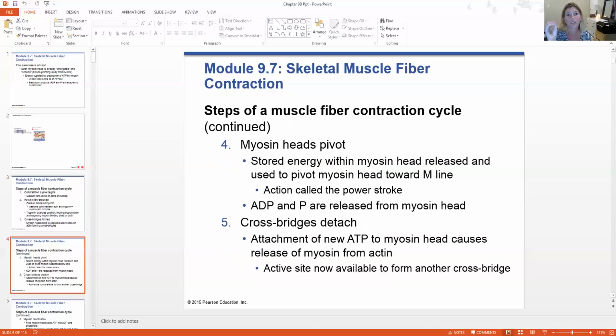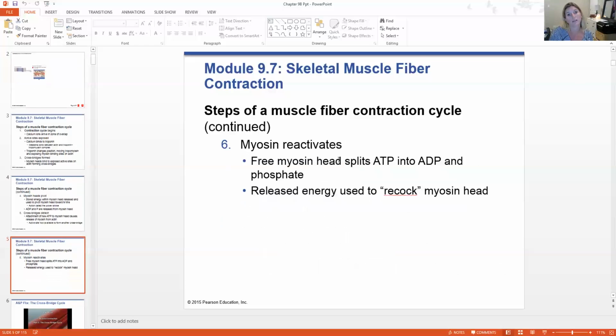So the stored energy, that ADP that head has, is going to be released, and then the cross bridges can detach, and then a new ATP can come and bind to the myosin, and then the myosin can use its ATPase to break down the ATP into ADP plus P, and it's kind of cocked, loaded, and waiting and ready for another cross bridge to form. So that active site can, once it's available again, when calcium binds again, that myosin's ready to jump on up there. So the myosin has to reactivate itself, and it uses the ATP to do that.